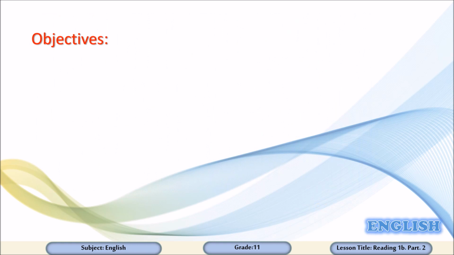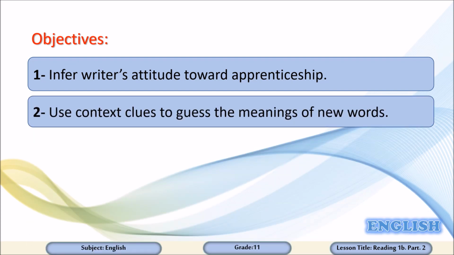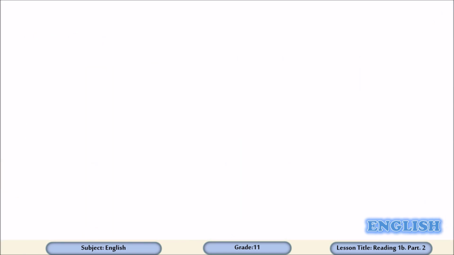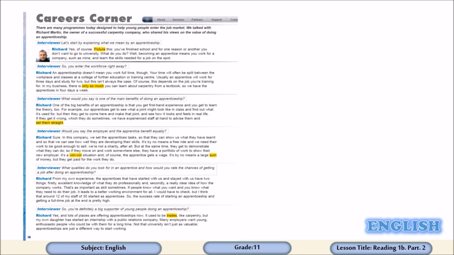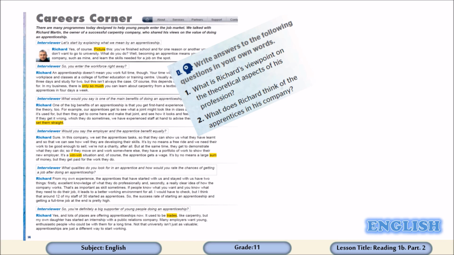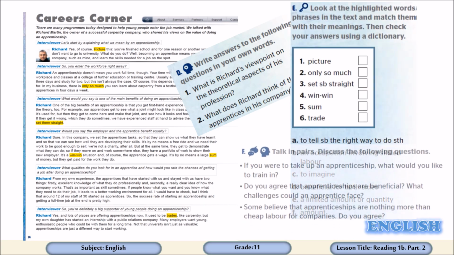Let's start with the objectives of the lesson. Number 1, infer writer's attitude toward apprenticeship. Number 2, use context clues to guess the meanings of new words. And number 3, express agreement or disagreement with the statements provided. Today, you will come back to the reading Careers Corner and then answer the questions in exercises D, E, and F.